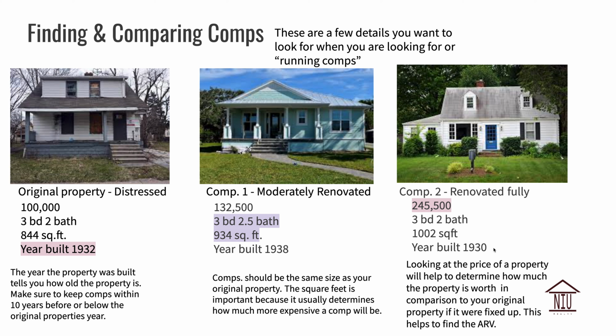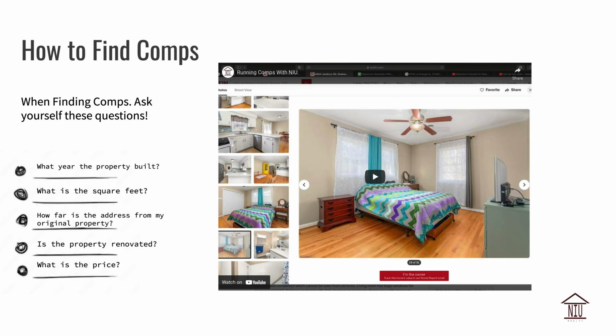How to find comparables. When finding comparables, ask yourself these questions. What year was the property built? What is the square feet of the property? How far is the address from your original property? Is the property renovated? And what is the price of that property in comparison to your original property, of course?